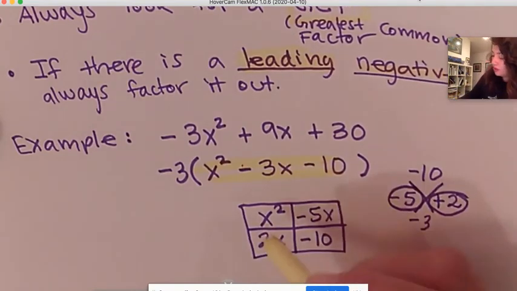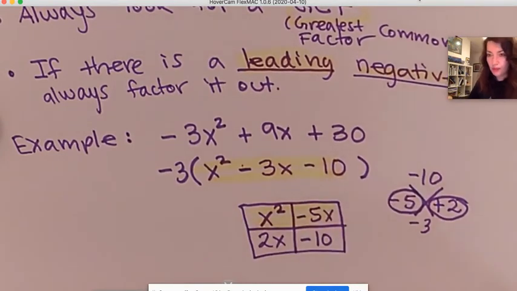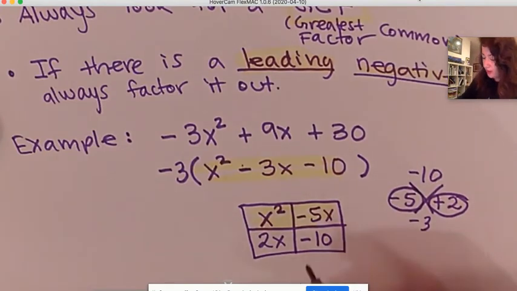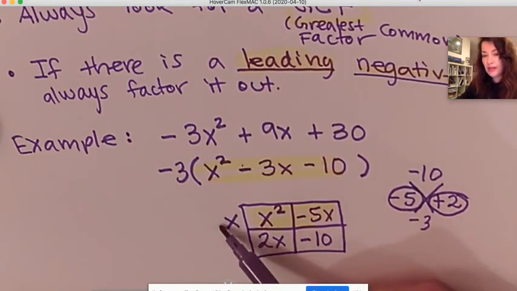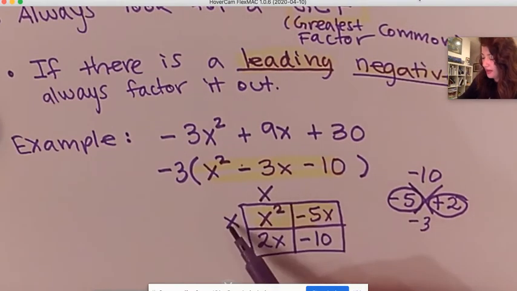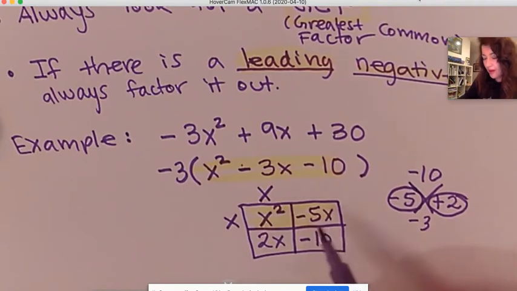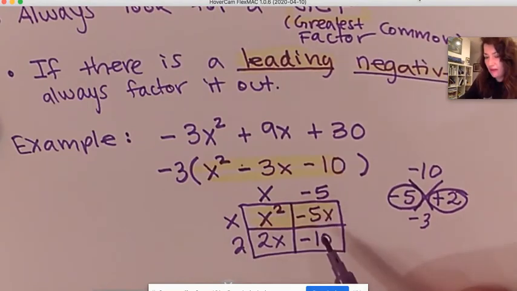Then what you can do is look at a row, the first row on the top, and say what is in common between x squared and negative 5x. So if you said x, you are correct. And then we can divide by multiplying backwards. x times what number up here is x squared? That would be x. And x times what number here is negative 5x? That would be negative 5. Going to the bottom row, x times what number here would give us 2x? That would be 2. And let's check the last one. 2 times negative 5 gives us negative 10.